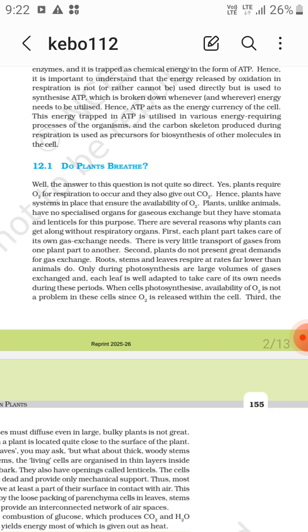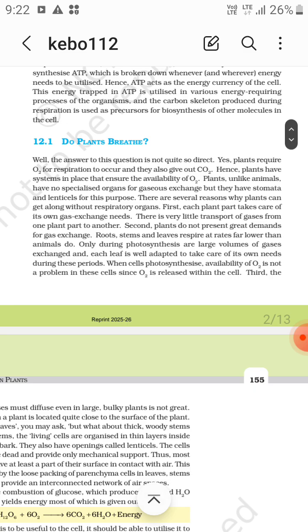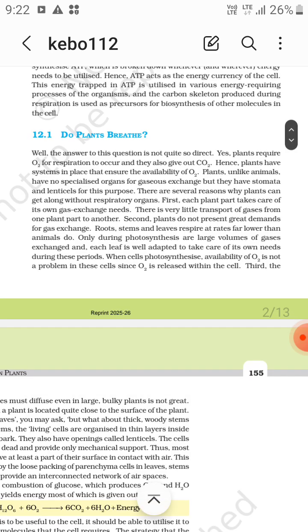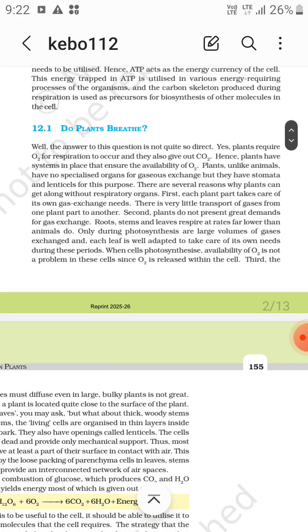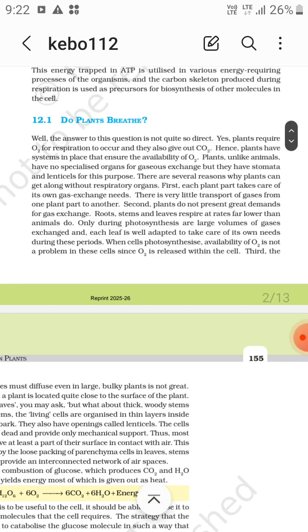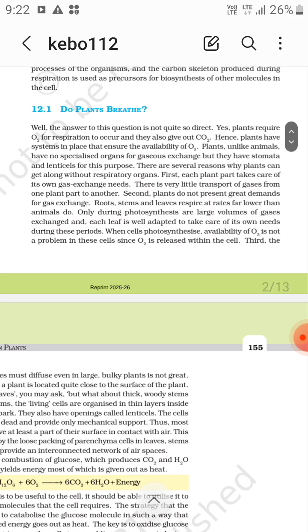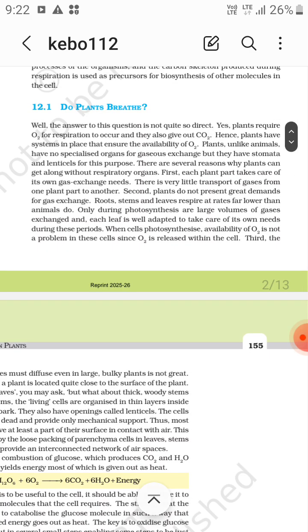First, each part takes care of its own gaseous exchange needs, and there is very little transport of gases from one plant part to another. Second, plants do not present great demands like humans for gas exchange. Roots, stems, and leaves respire at rates far lower than animals do. Only during photosynthesis are large volumes of gases exchanged, and each leaf is well adapted to take care of its own needs during these periods.